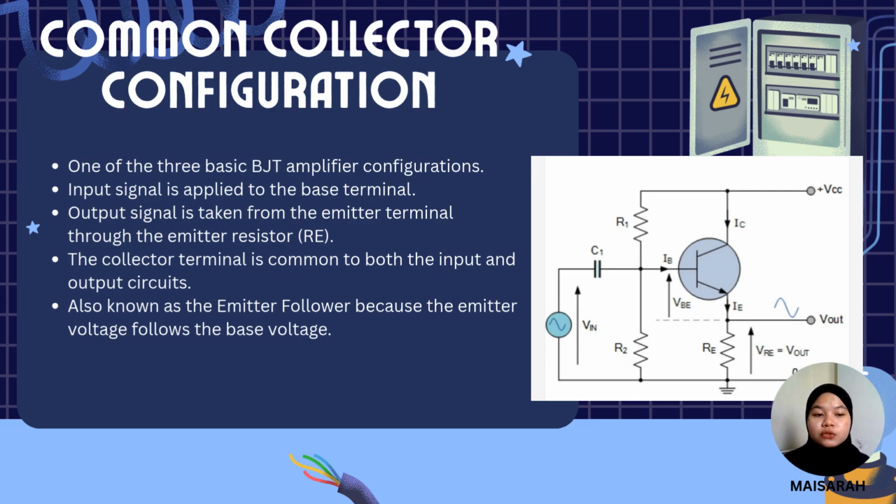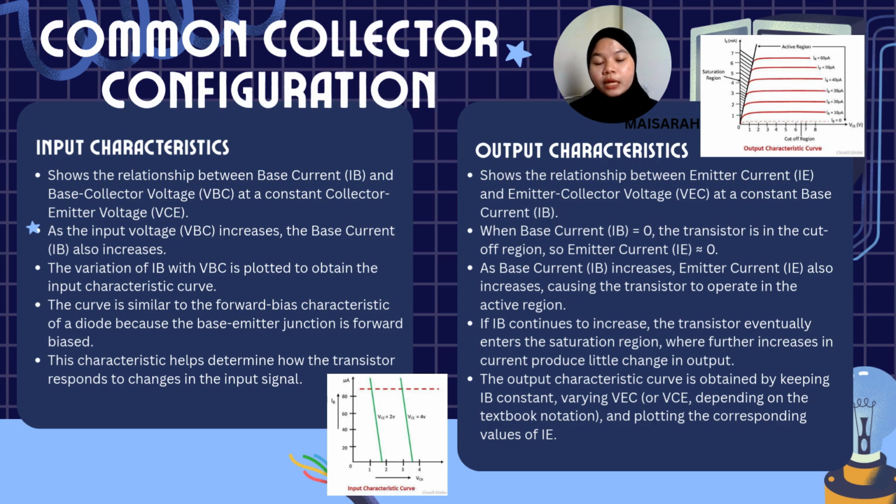Instead, it is mainly used to provide high current gain and to act as a buffer amplifier. Now, we will move to the input and output characteristic of CC configuration. The graph on the left shows the input characteristic of the common collector configuration.